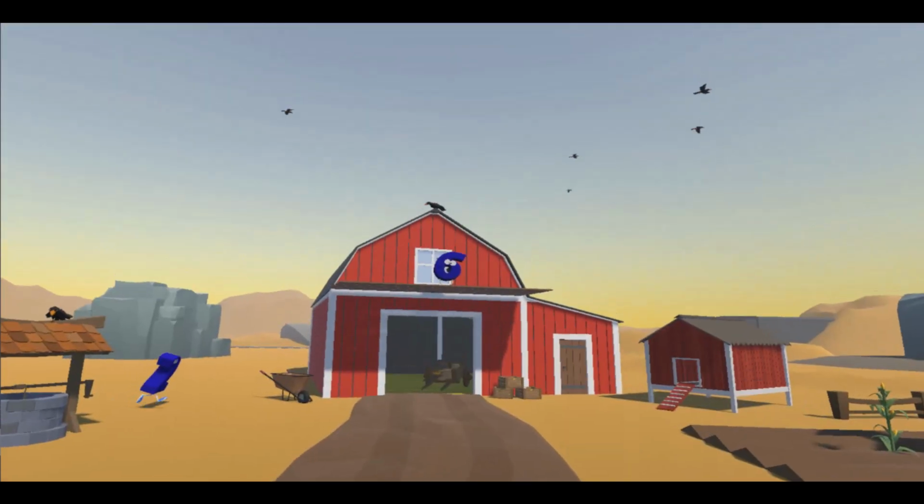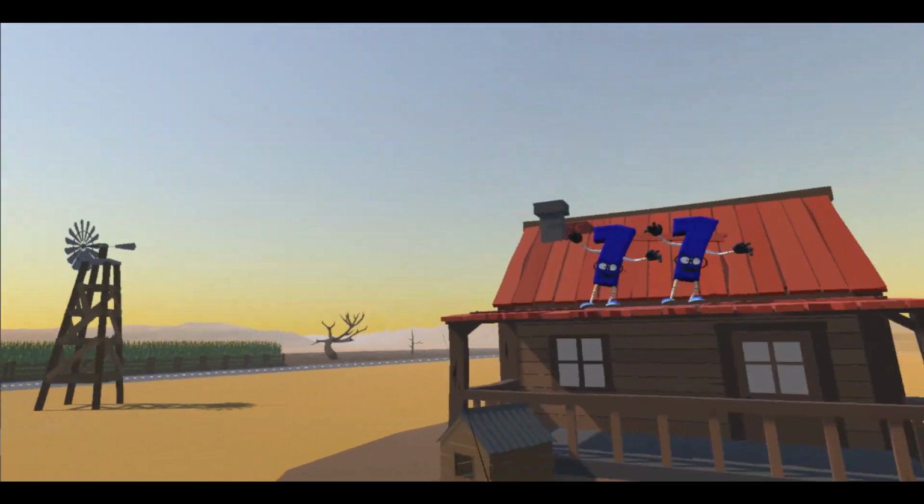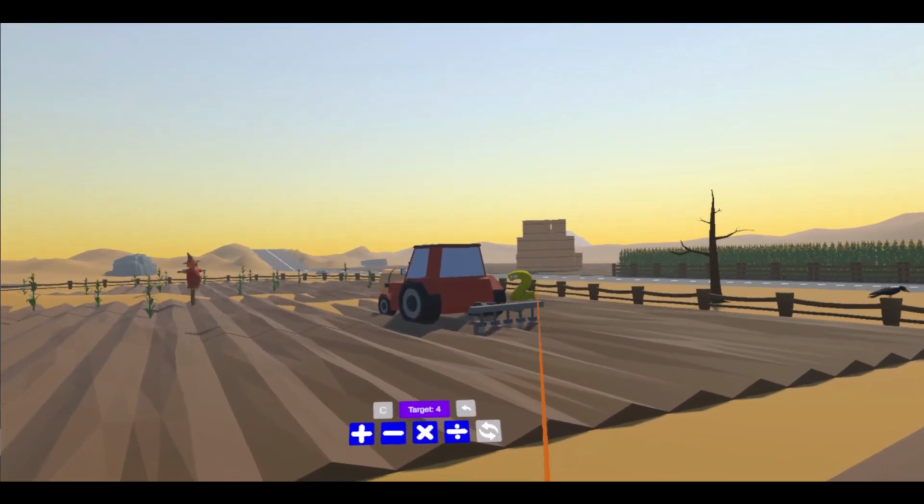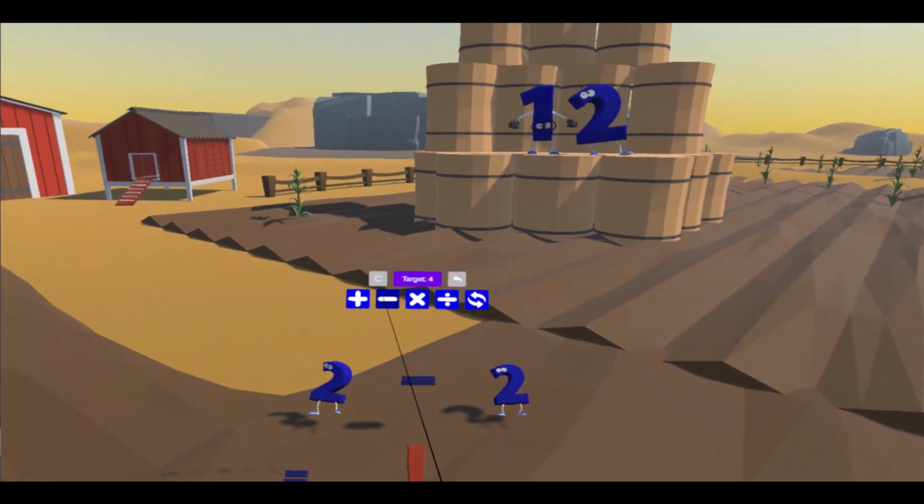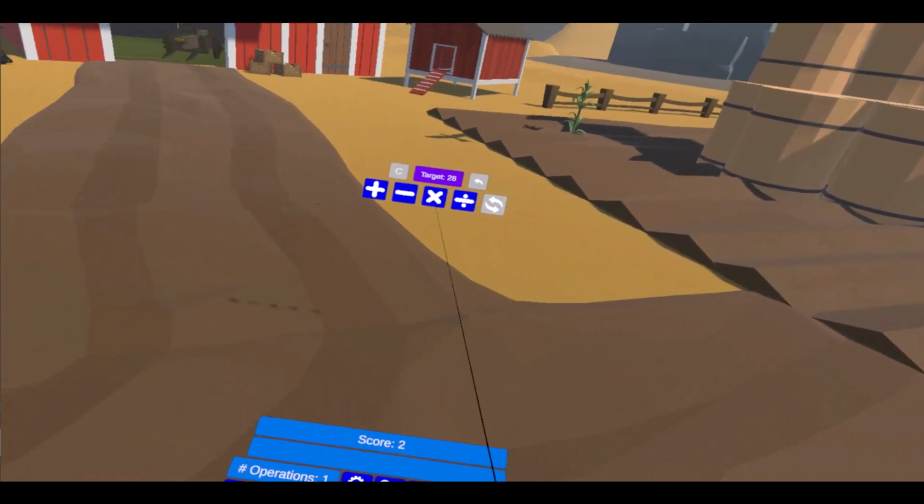And again, there's my target, which is 4. I can get a hint. 2 times 2. 2. And he's or she's hiding there, or they. And I can add them together, and I can submit it. Okay, so that's time trial.